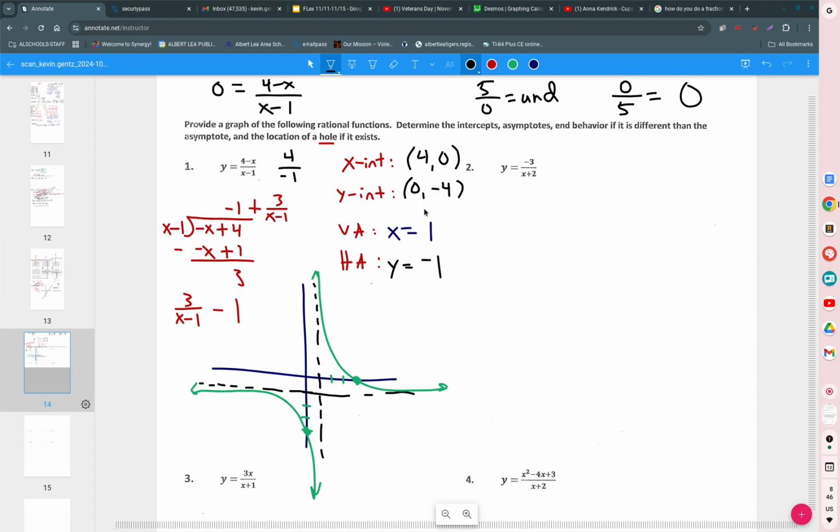Okay, for number 2, we need the x-intercept, the y-intercept, the vertical asymptote, and the horizontal asymptote. This one's a little bit different because there's no x value in the top. So there's nothing to divide x plus 2 into. You see what I'm saying?